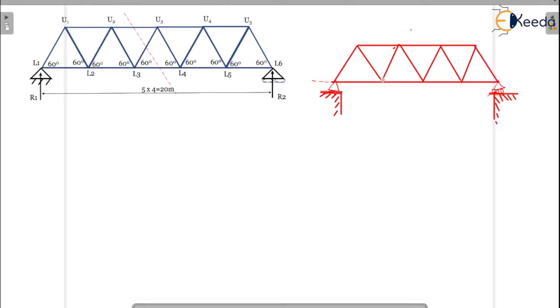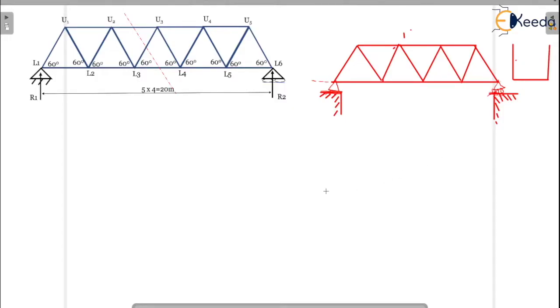will be a cross girder. If I take a cross section here anywhere, we can see this part is the trusses, and this is a cross girder.